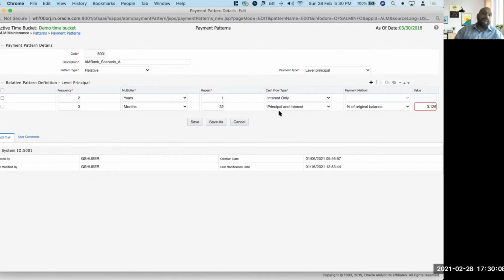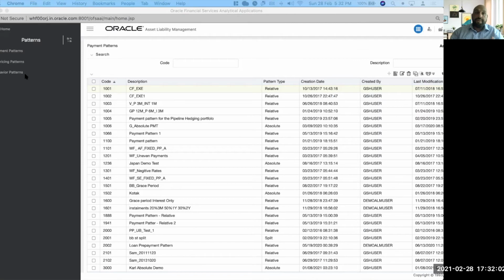Now what this tells the application is that it should look at the original value of the loan, which in this case is 10 million ringgit, and it would basically break down the principal into 3.125% for each of the 32 quarters. Now, similar to how we have set up amortization patterns, you can also set up repricing patterns, which basically tells the application how the interest charge is going to reset at what point, and if there are any underlying interest rate curves or spreads that need to be applied to the particular position in question.